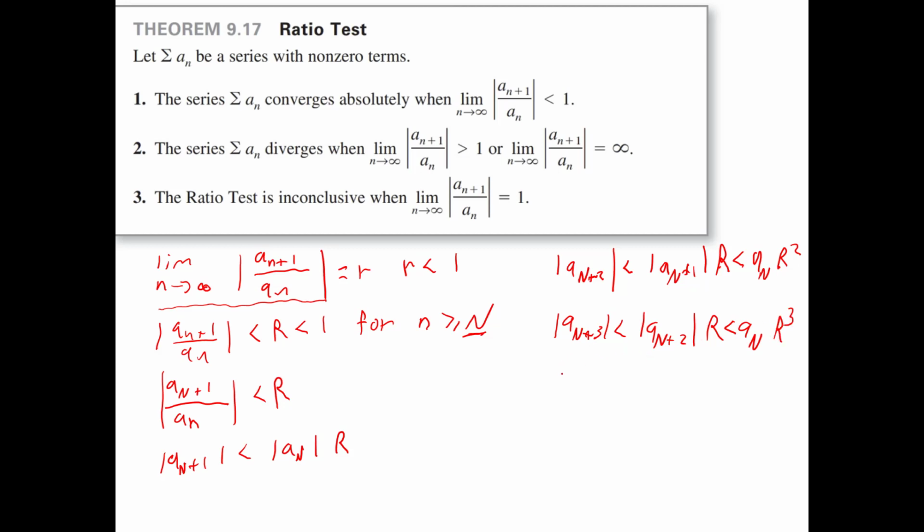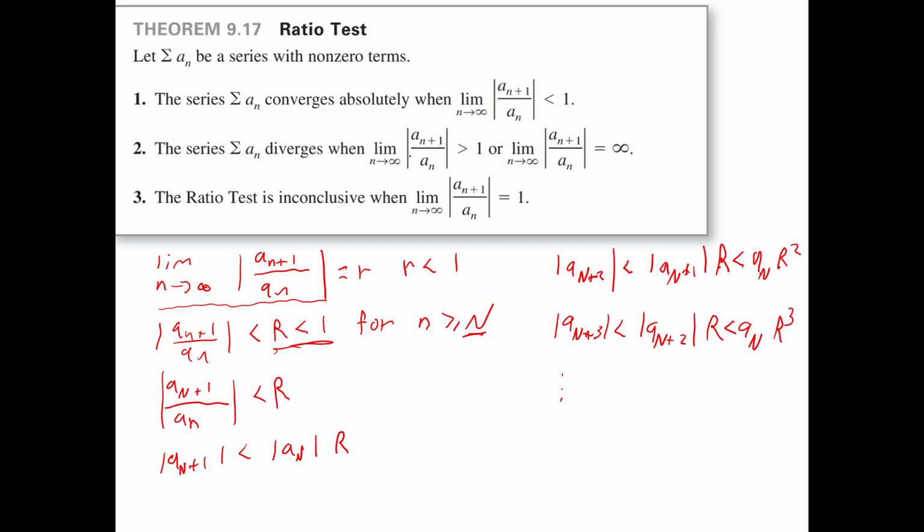And you can continue this, and then what you have on the left is a series whose terms are less than the terms of this geometric series on the right. Since the geometric series converges because your r value is less than 1, the whole series converges and the original series converges. Right? So that's the argument there.